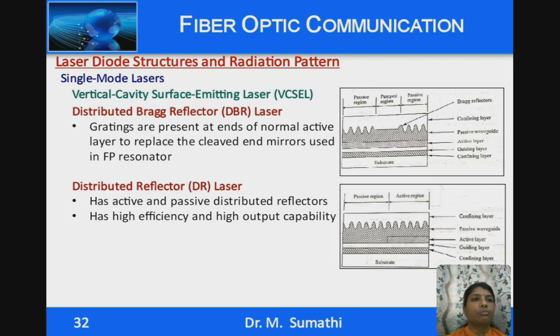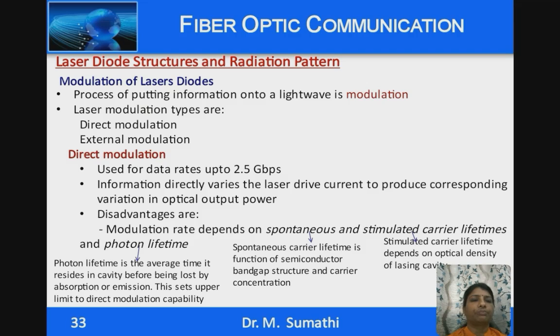In the distributed Bragg reflector laser, Bragg gratings are placed on either end of the active layer, and they replace the mirrors in the Fabry-Perot resonator and provide wavelength selective feedback. And in the distributed feedback laser, the Bragg grating is placed over the active region and the passive region, and this has high efficiency and high output capability.